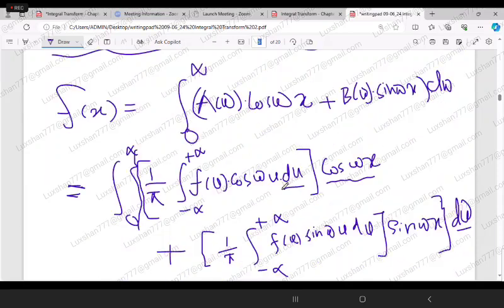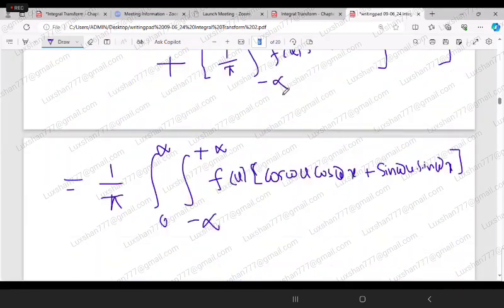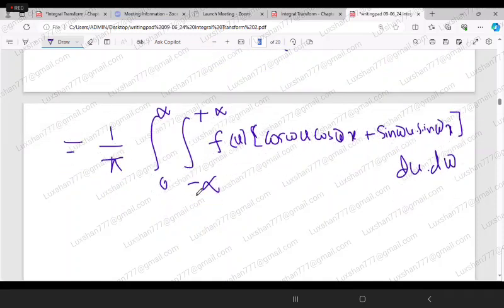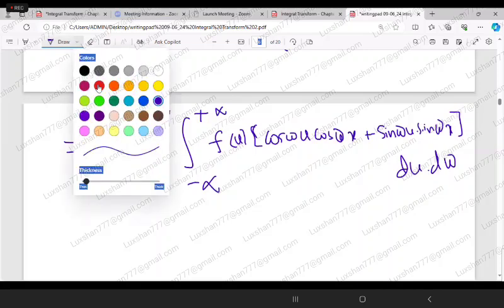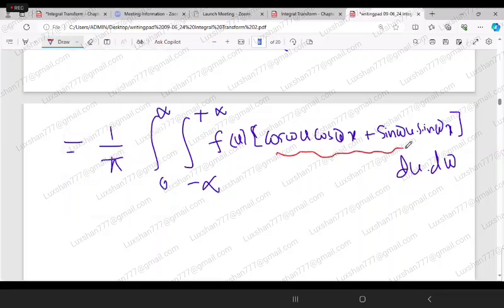The first one should be omega, and the other one should be du. So I can write it as du into d omega. Now, if you look at this part, can you remember some formula? cos omega u cos omega x, cos A cos B, sin A sin B. So what is that? cos A cos B, sin A sin B.